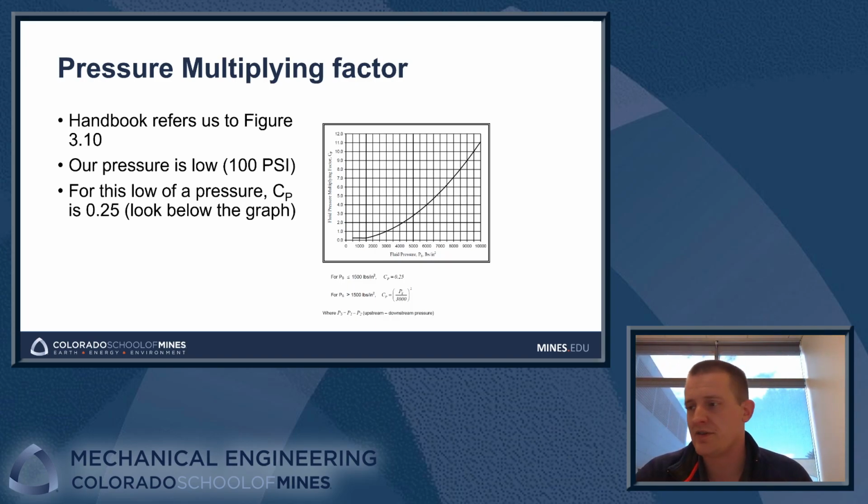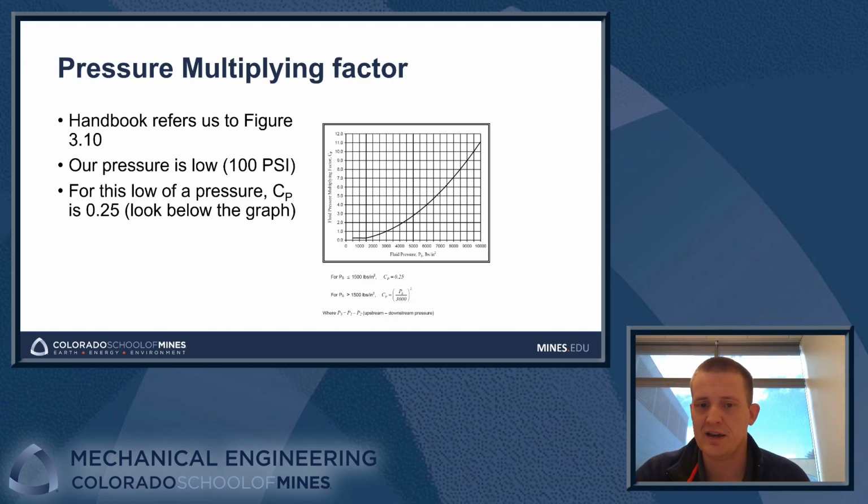So for the handbook, when we go to look up the pressure multiplying factor and how to calculate it, it refers us to a figure in the handbook that says go to figure 3.10, and it will tell you how to calculate this particular multiplying factor. Okay, so we go on there and we put our pressure in. Our pressure is low; it's 100 psi. It's actually below the lower limit of that graph. The line doesn't actually go down that far.